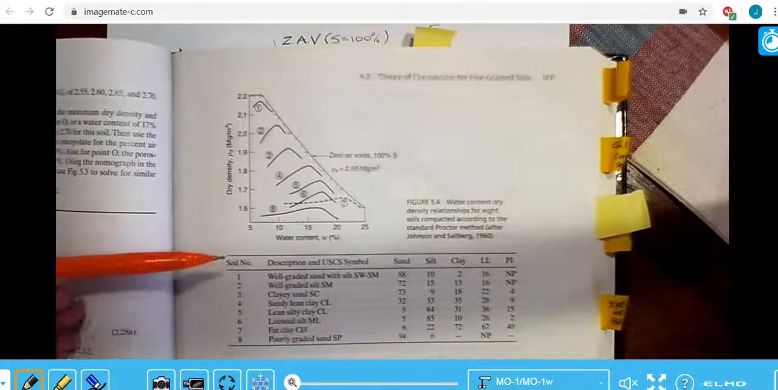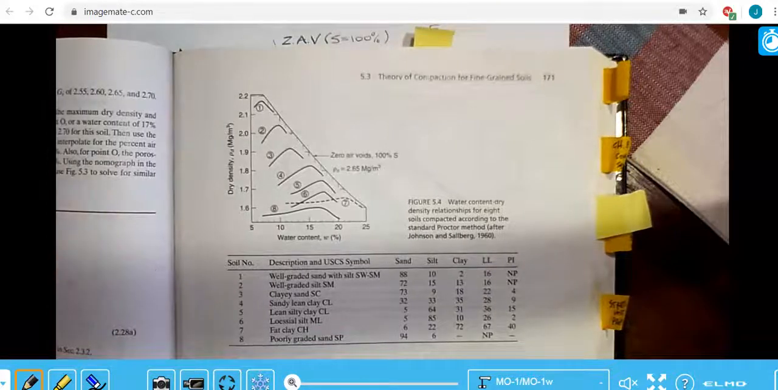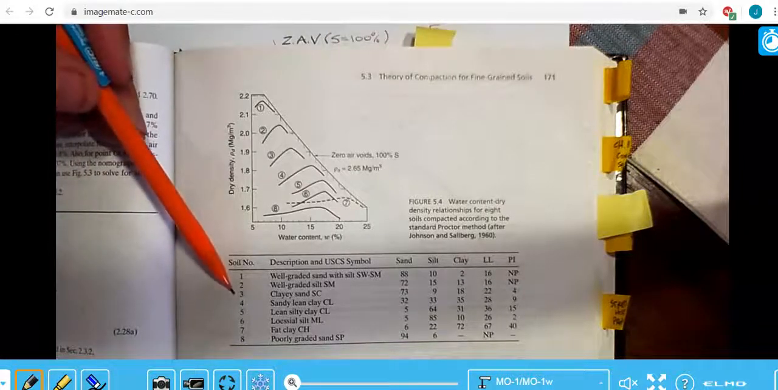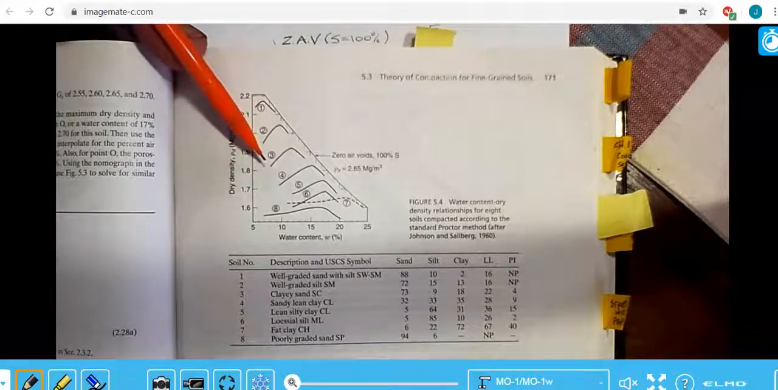Of course, I didn't mention this, but we're using the same soil that we've been using all quarter. So you know what the soil is. It's clay sand, number 3 on this one. So here's a typical shape for a clay sand.